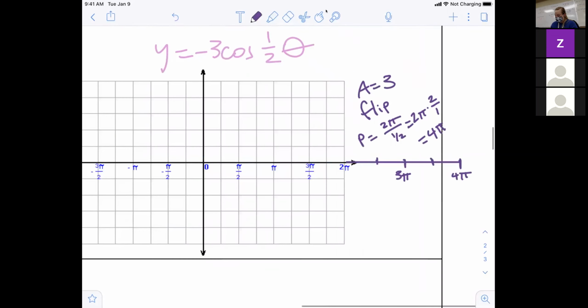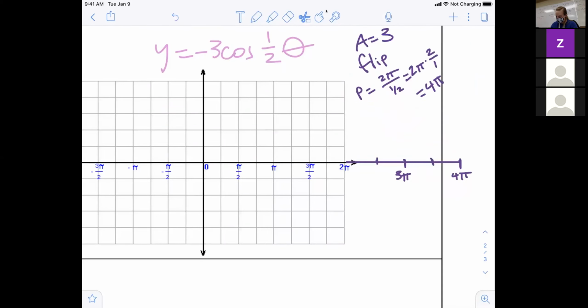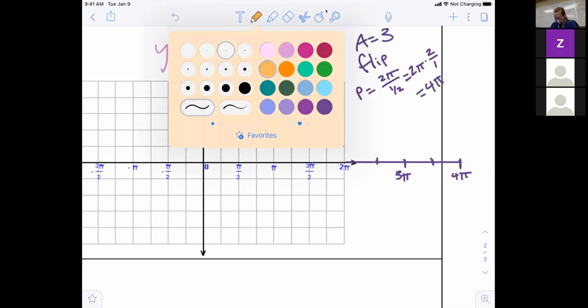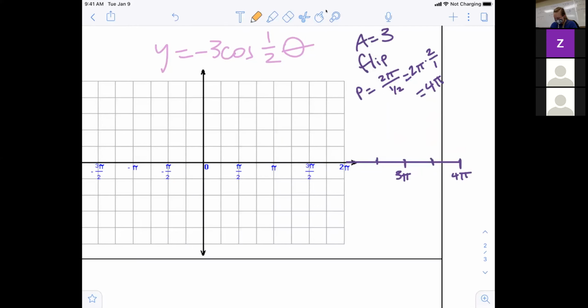Okay. My amplitude is 3 and I go out to 4 pi. So I need to make sure that I've got my chart that goes that far out. Let's actually move this up a little bit. So I'm going to draw my little box because I like the box. 1, 2, 3. Got to go all the way out to 4 pi. 1, 2, 3 down.